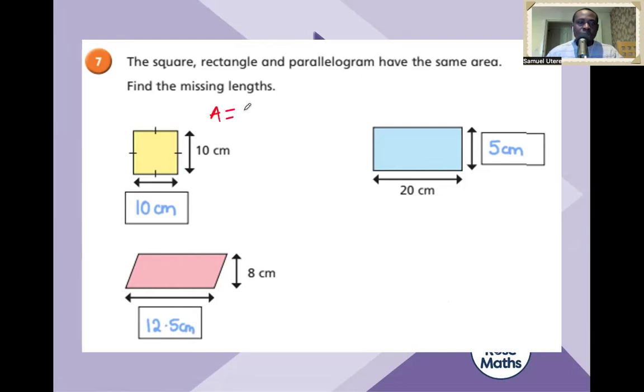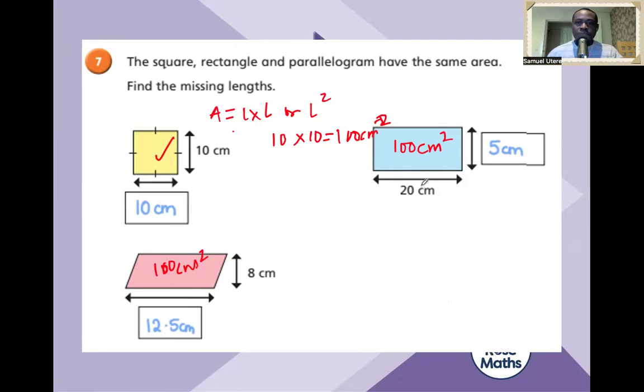Remember, the area for the square is length times length because they are the same, or length squared. So 10 times 10 is 100, or 10 squared is 100. So it means all these, which have the same area as this one, have 100 centimeters squared as their area.